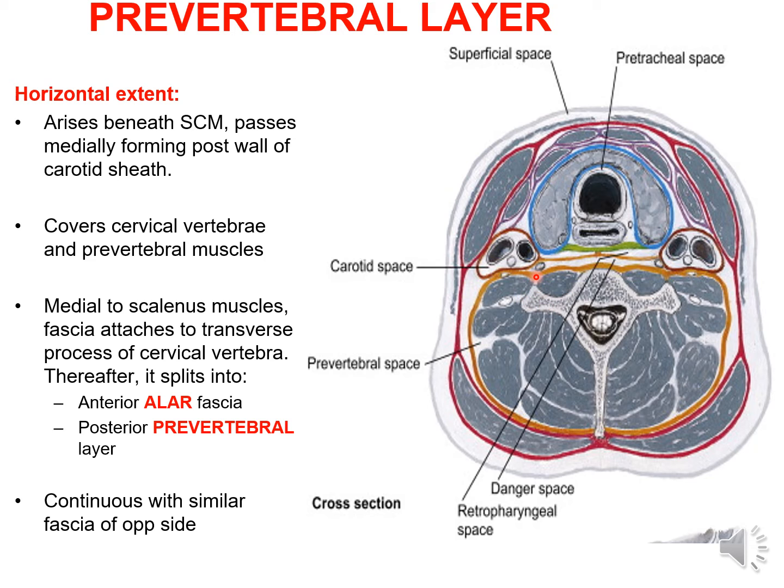Medial to the scalenus muscle, the fascia is attached to the transverse process of the cervical vertebrae. Thereafter, this fascia splits into two layers. So you can see this anterior layer and this posterior layer. The anterior layer is known as the alar fascia and the posterior layer is known as the prevertebral layer. The alar fascia and the prevertebral layer will become continuous with the fascia of the opposite side after the midline.